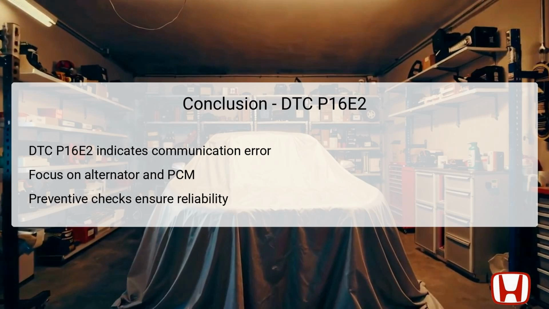Additionally, implementing preventive maintenance routines is essential for long-term reliability, which includes regular inspections of wiring and connectors. By understanding the components involved and effectively addressing issues as they arise, vehicle owners can ensure better performance and minimize potential disruptions. This comprehensive approach reinforces the importance of both reactive and proactive maintenance strategies in modern vehicles.